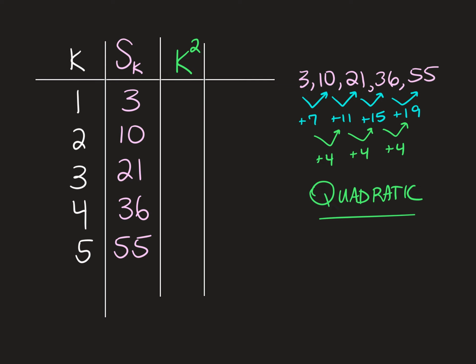All right. K squared is going to be 1, 4, 9, 16, 25. Now, the question I want to ask myself is, is there a simple adjustment that I can make to k squared that's going to give me the s sub k values? No. I mean, we look at the first one and it looks like, oh, okay, I could just multiply by 3. But that falls apart as soon as we get to the second term. I think, oh, I could just add 2. But that falls apart as soon as we get to the second term.